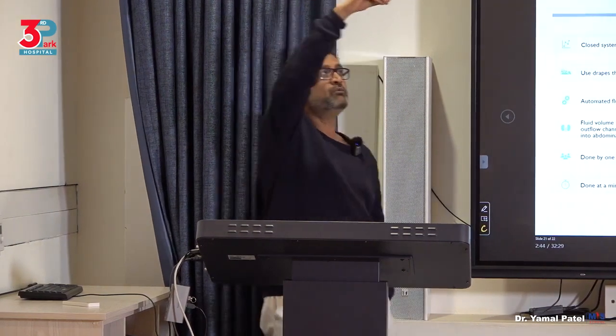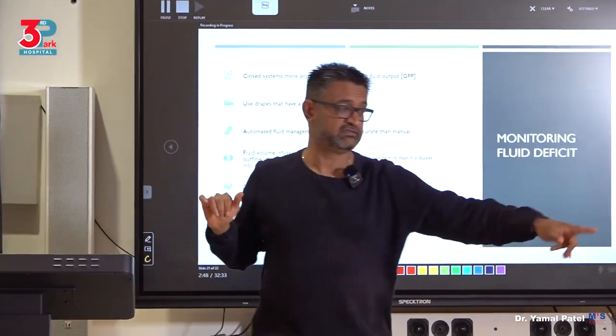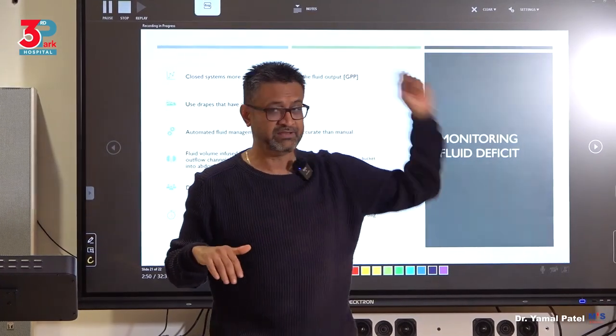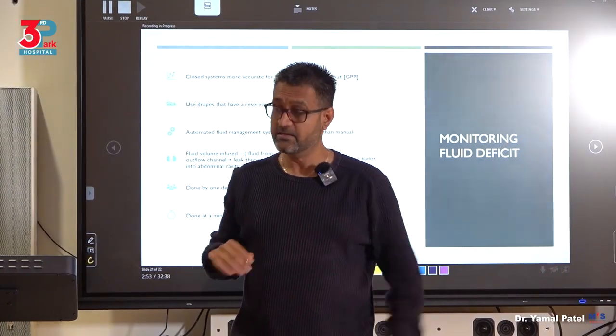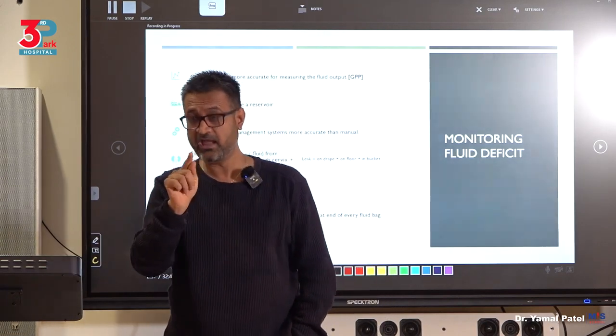Automated fluid management systems are more accurate. How do you get fluid volume infused? You have to see how much fluid went in through the bag. So all those bags should be kept, say 2 liters, another one, 2 liters, another one, if you're using 2 liter bags, or 1. So you count 1, 2, 3, 4, 5, 7 bags used, 7 liters in, okay?